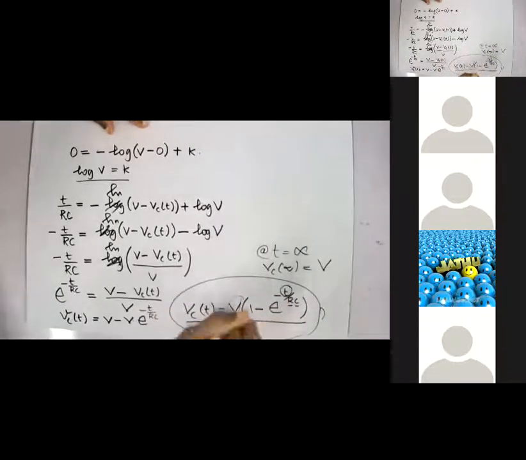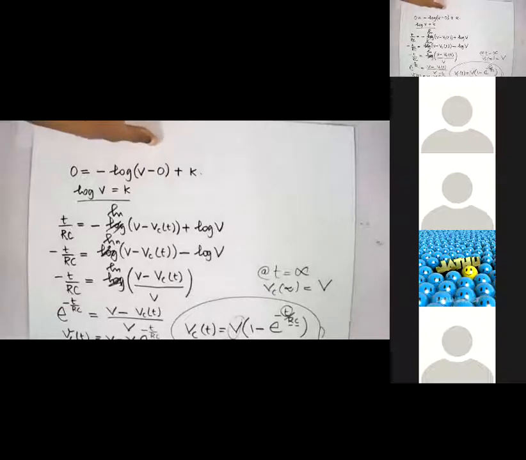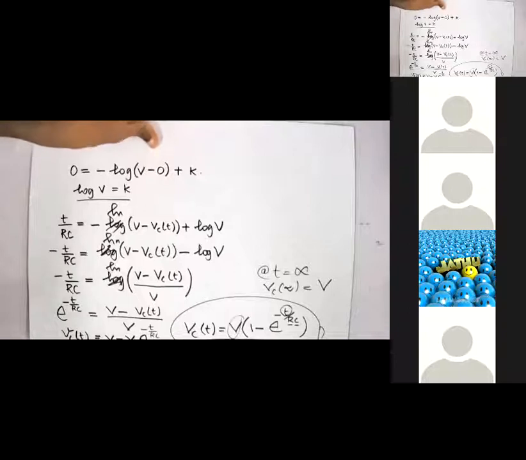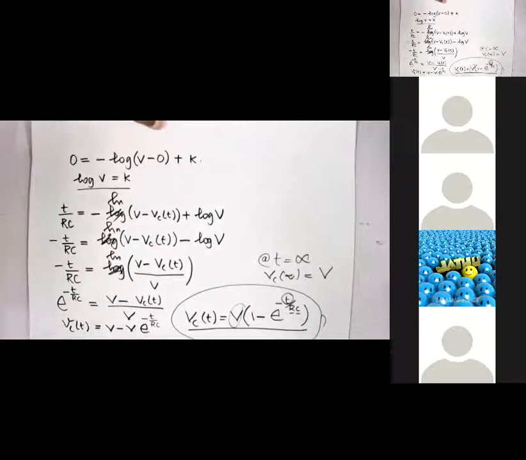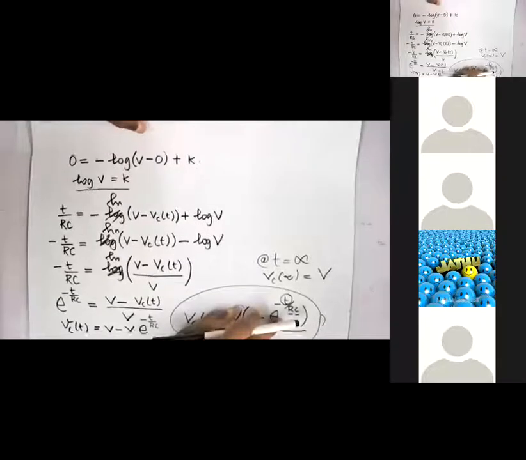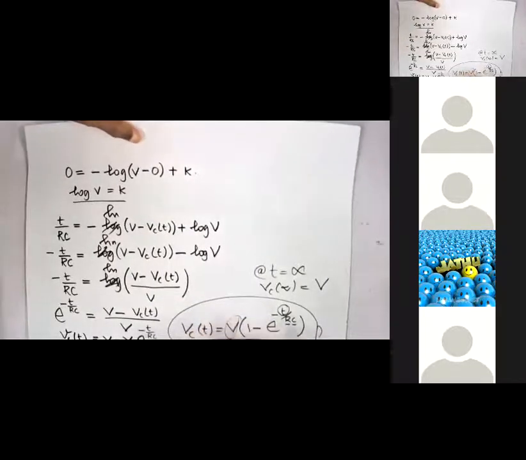But when t is a very small value, there will be a transient current which obeys this equation, e to the power minus t by RC. Okay, we'll see about the time constant as well.